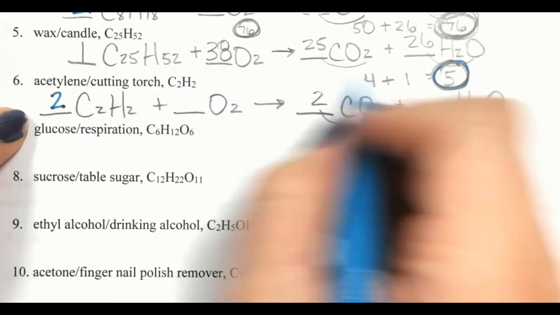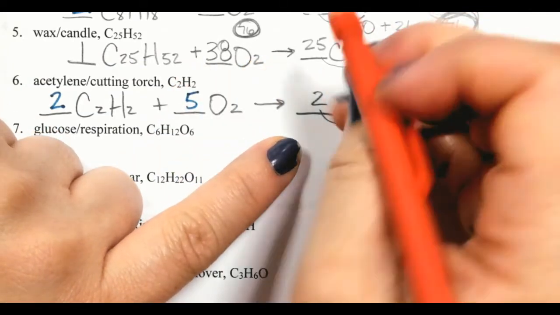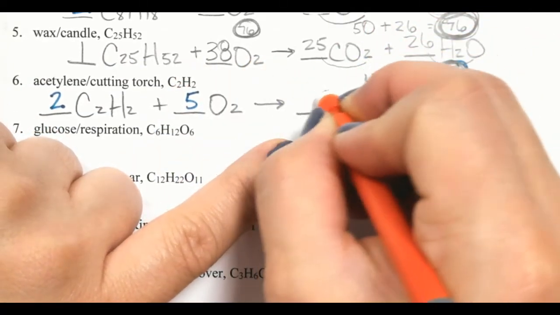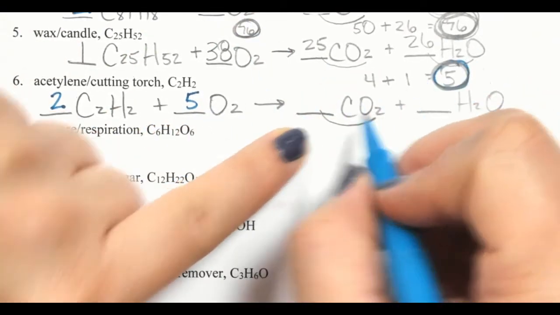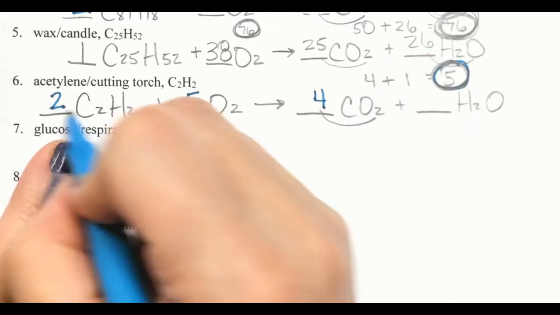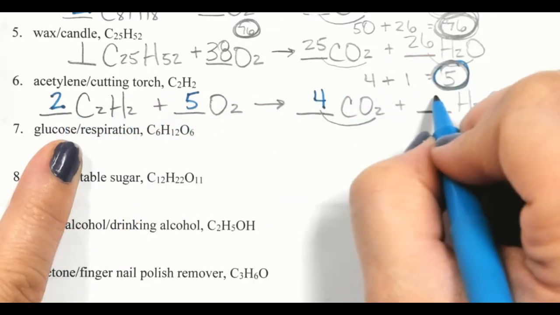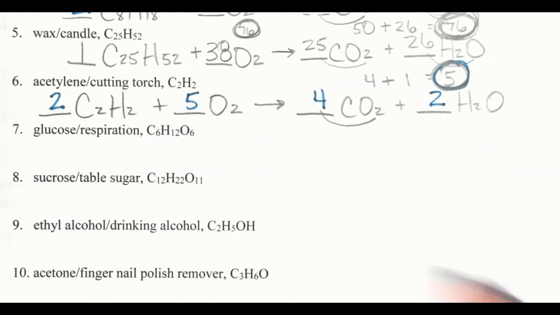We're going to put this odd number right here, and now I've got to fix these coefficients in order to match. So I have a total of 2 times 2 is 4 carbons, so put a 4 there. 2 times 2 for hydrogen, so I'm going to have 2 times 2 for hydrogen. So this is 2, 5, 4, and 2.